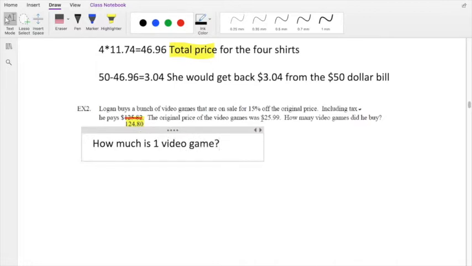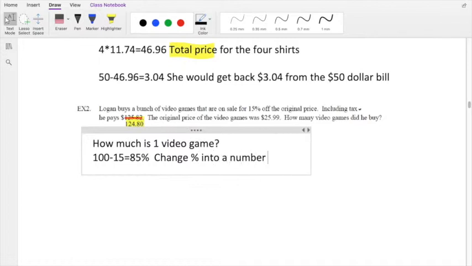Let's answer that question. How much is one video game? Well, let's think about this. It's 15% off, so 100 minus 15 equals 85%. Right? So if that's a percent, let's change percent into a number, which equals 85 divided by 100, so 0.85.